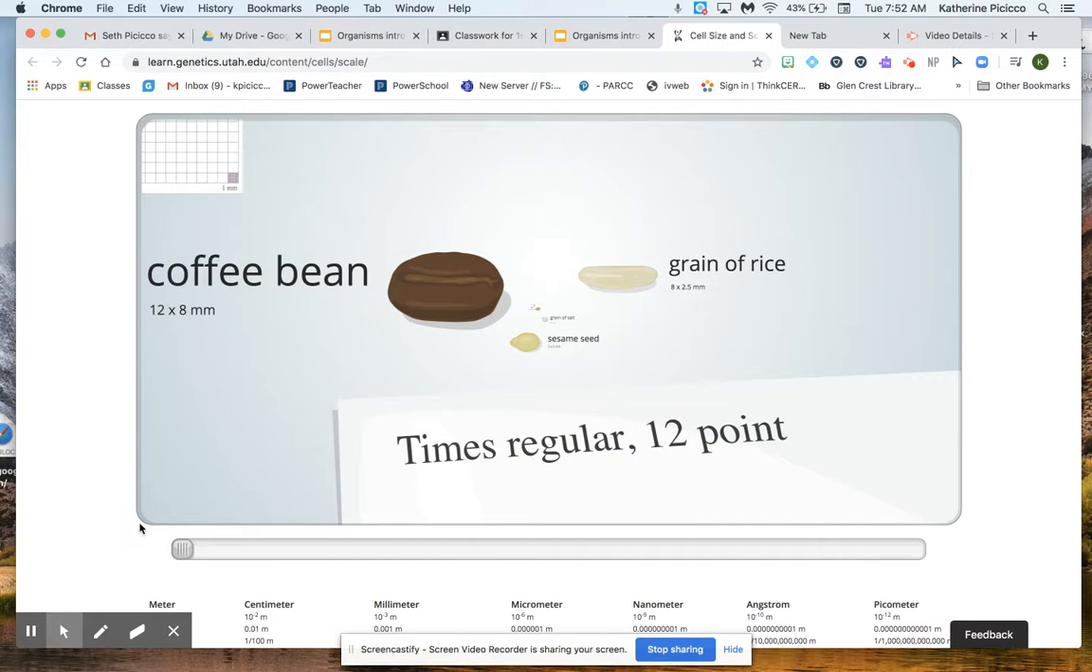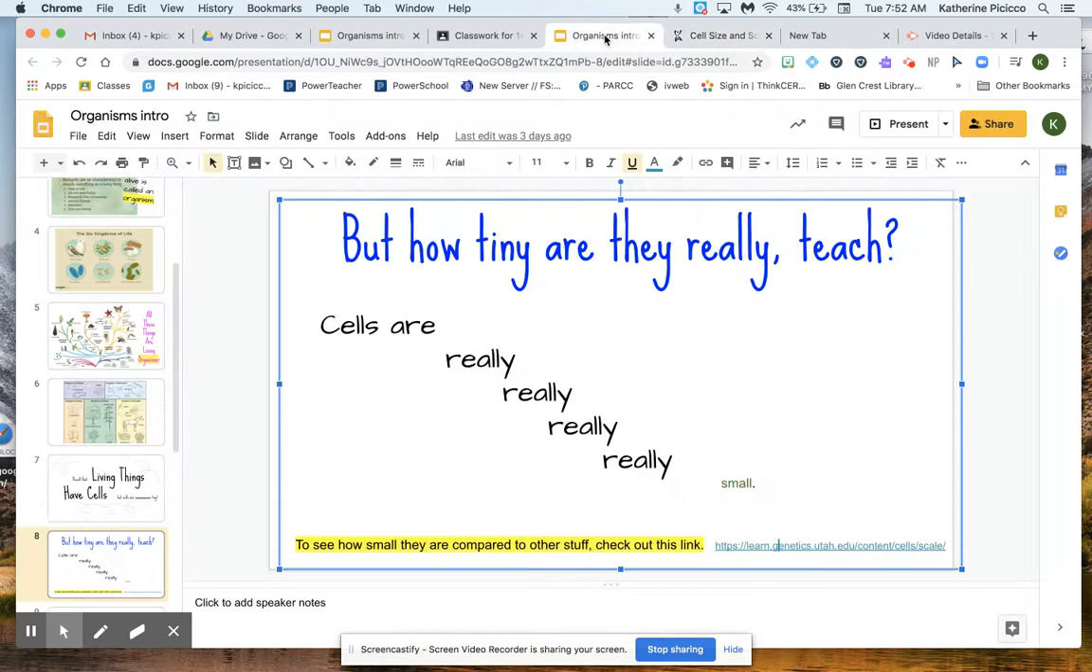So it's kind of a cool thing to check out if you want to on your own, but you get an idea of how tiny cells are. Very, very tiny. We would never be able to see one just on our own. We need a really powerful microscope.